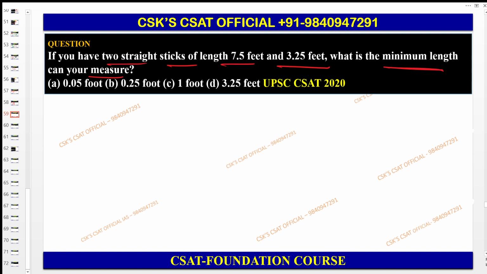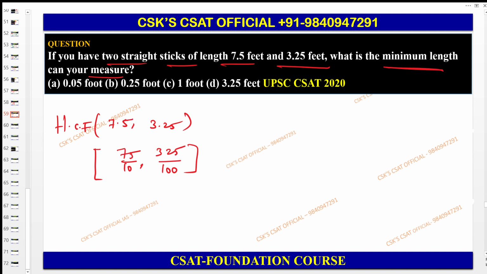Okay, simple. Minimum length means what? You need to find out the HCF between a given 7.5, 3.25. So how to find out the HCF? You have learned a HCF concept in your foundation class. Here we will do here. This can be written as 75 by 10. This can be written as 325 by 100. Okay, that I am converting decimal into a fraction. 1 decimal means you have to multiply 10 with the numerator and the denominator. After 2 decimal means you have to multiply with 100 in the numerator, 100 in the denominator. Then simplify here.